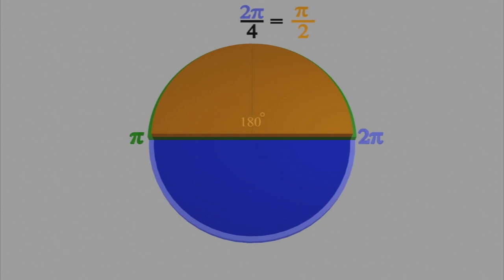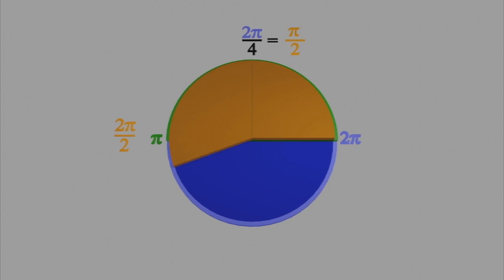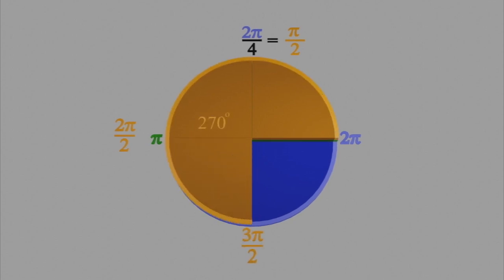Now if I have 2 wedges, or halfway around the circle, I write that as 2 pi divided by 2, which would simplify to simply pi. Now if I have 3 wedges, I write that as 3 pi halves. Since each one of these pi halves represents 90 degrees, I have 3 of them, that's 270 degrees around the circle.